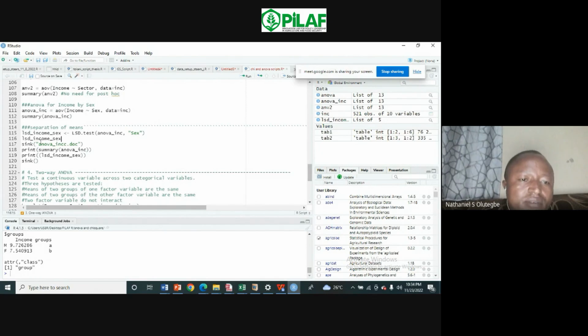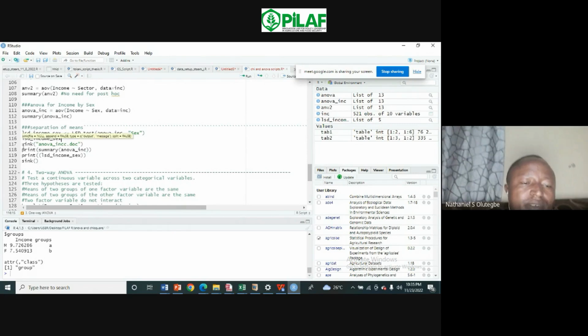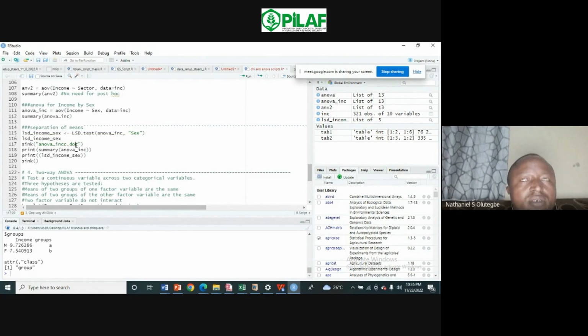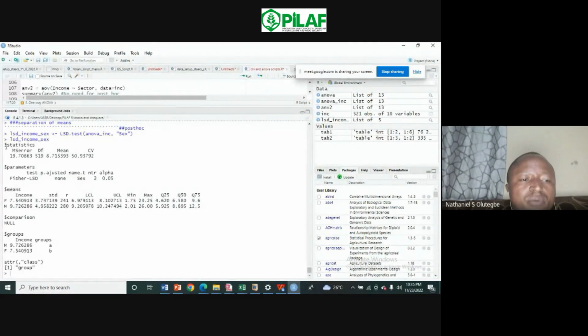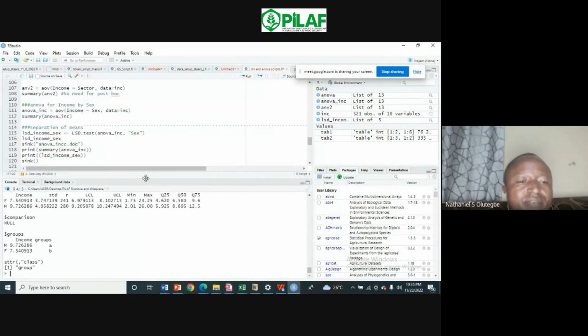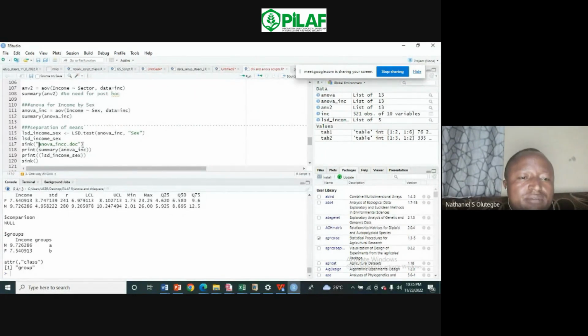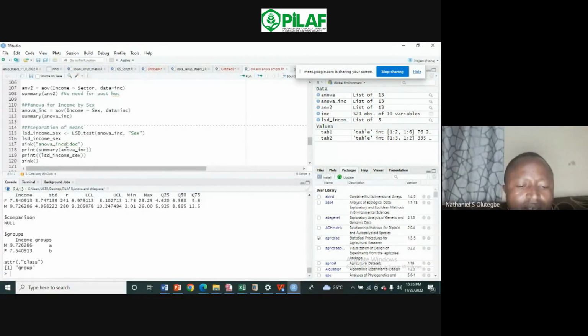That's that test. Now you want to print that variable. You want to save it as a DOC file in your working directory. You can use this function. Everything you have here, you want to export it into your working directory without having to screen grab and keep saving. So you want to name it ANOVA INC DOC, or you say ANOVA income 6.